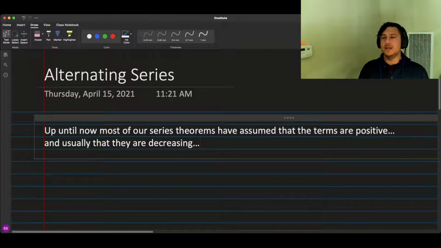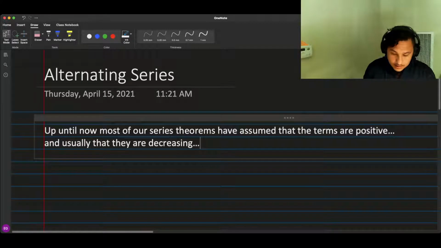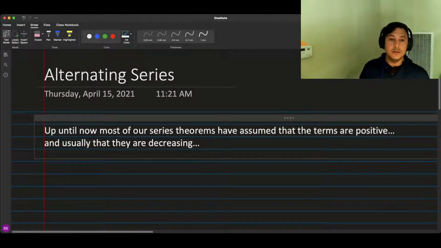If you go back and look at your notes, I'm just going to scroll through the book. If you look at the comparison test, you will notice that it's required that all the terms are positive. You can't have some of them be negative. If you look at the integral test, no, that one doesn't require that they're positive. The divergence test, no, that one doesn't either. Okay, apparently it's really just the comparison test. My bad.